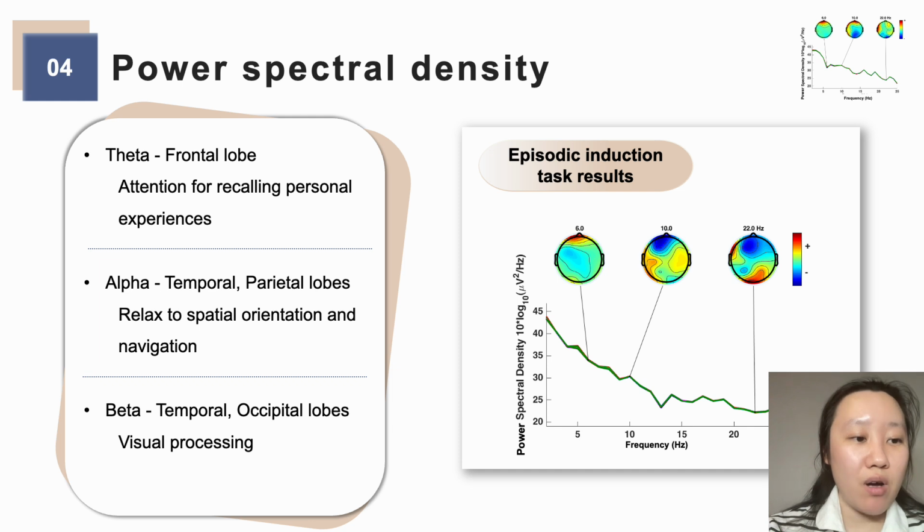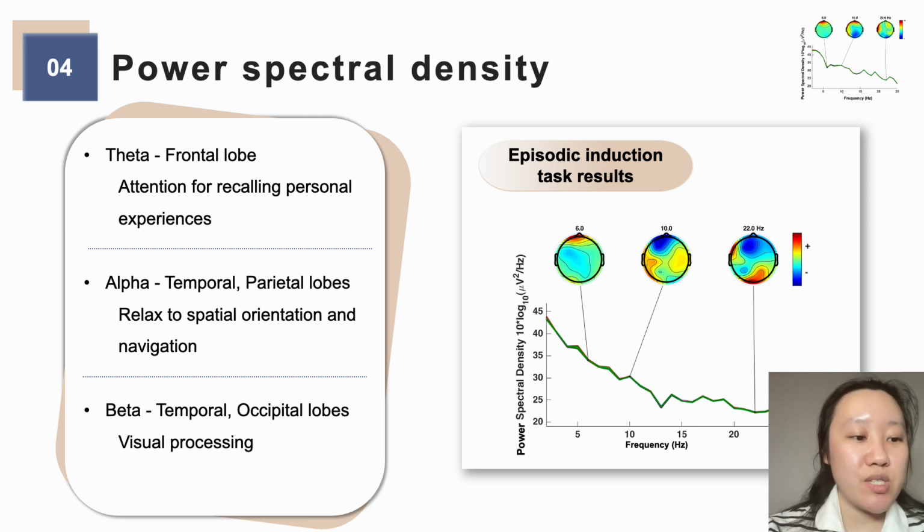As for the alpha result, we will find that the episodic memory result is different from the semantic memory one. In the episodic memory process, if the alpha wave is active, it's always related to the temporal and parietal lobes. The parietal lobe is specifically related to spatial orientation and navigation. So this time we summarize that during the episodic memory process, people will relax to spatial orientation and navigation. This will contribute to creativity.